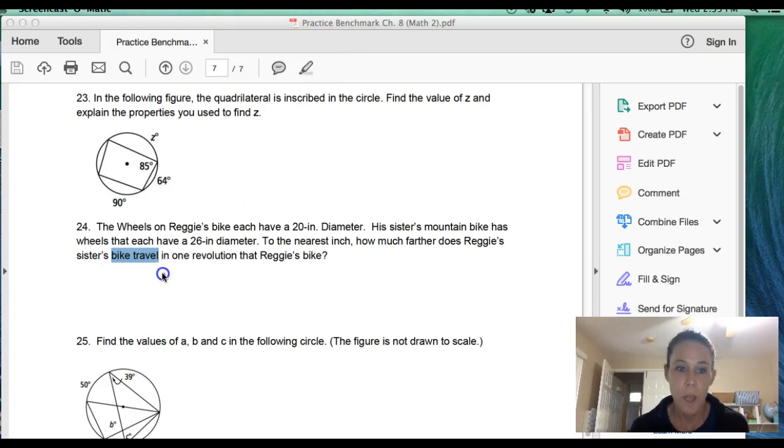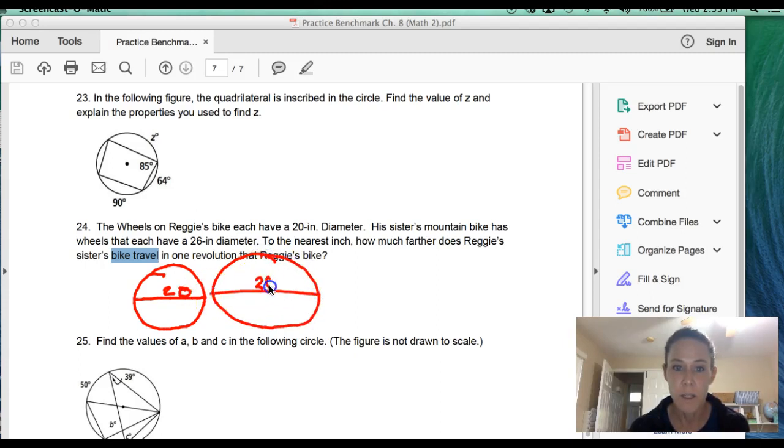We've got Reggie's bike that has a 20-inch diameter. And we have his sister's bike that has a 26-inch diameter. And we want to see how much further Reggie's sister's bike travels in one revolution, all the way around. So basically we're looking at circumference. Circumference is pi times diameter. So Reggie's circumference is going to be pi times 20, and his sister's circumference, S for sister, is pi times 26.